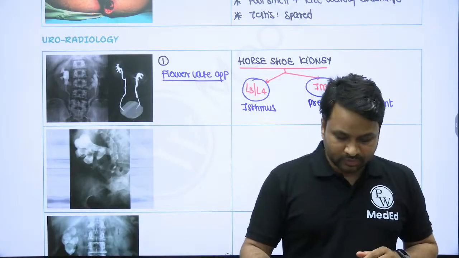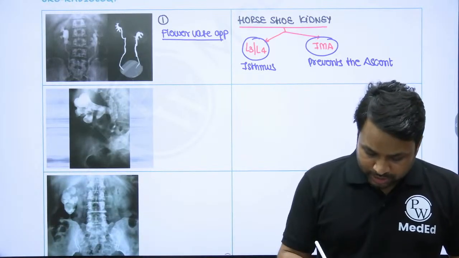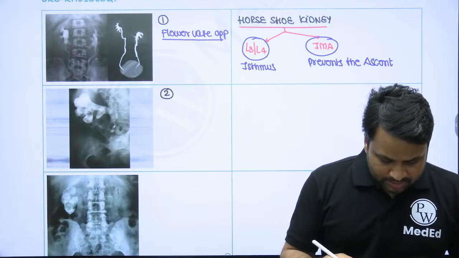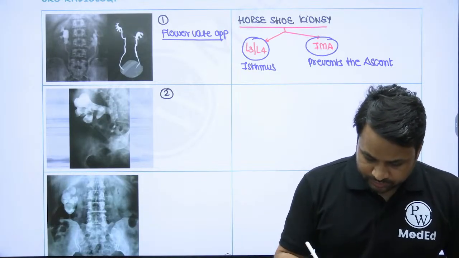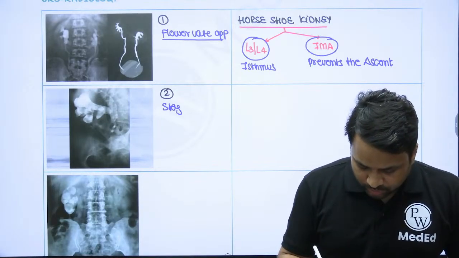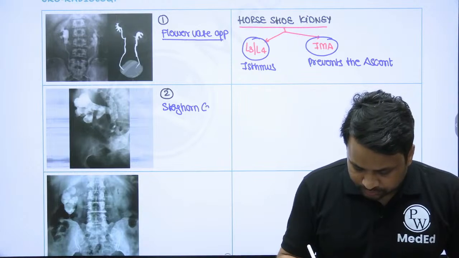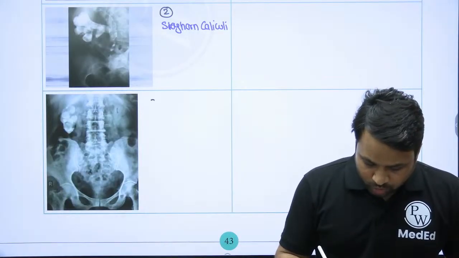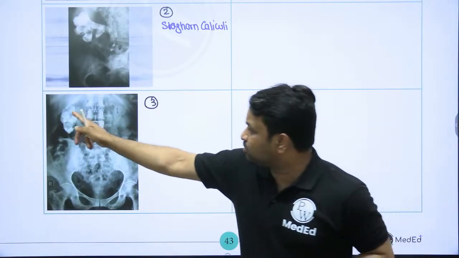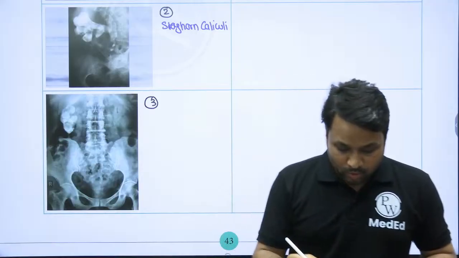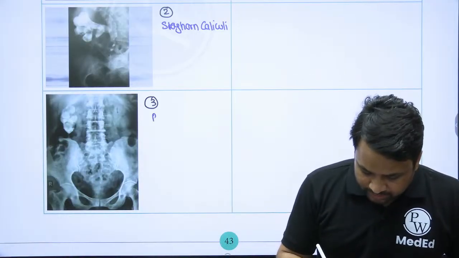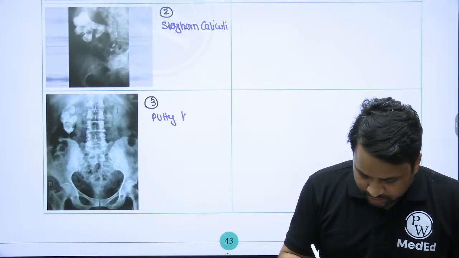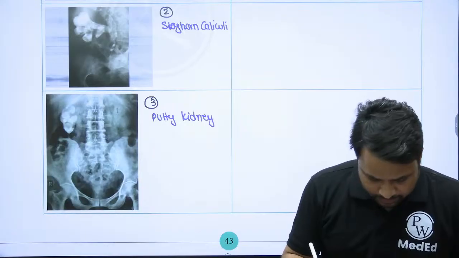Now, image number 2 that you are able to see here is your staghorn calculi. We have already dealt with the stone, so nothing more about it. Similarly, you can see another one where you have more rounded off edges. This is more round, this is more sharp. The rounded ones are your putty kidney that you see in tuberculosis. We have already covered that as well, right?